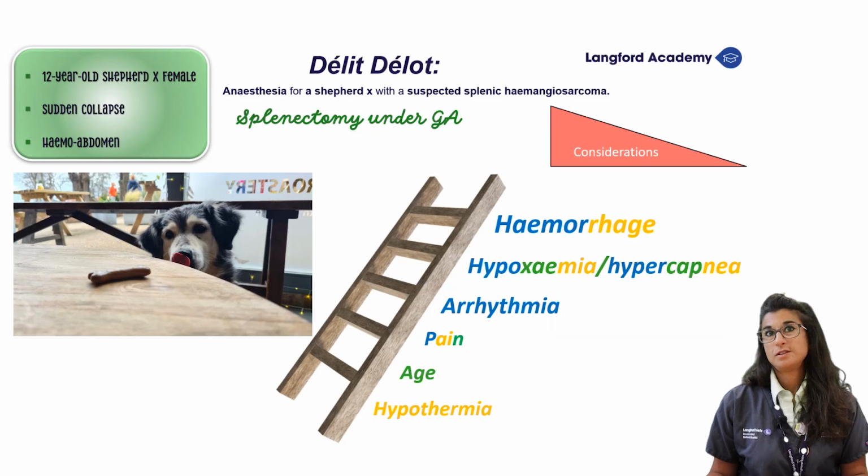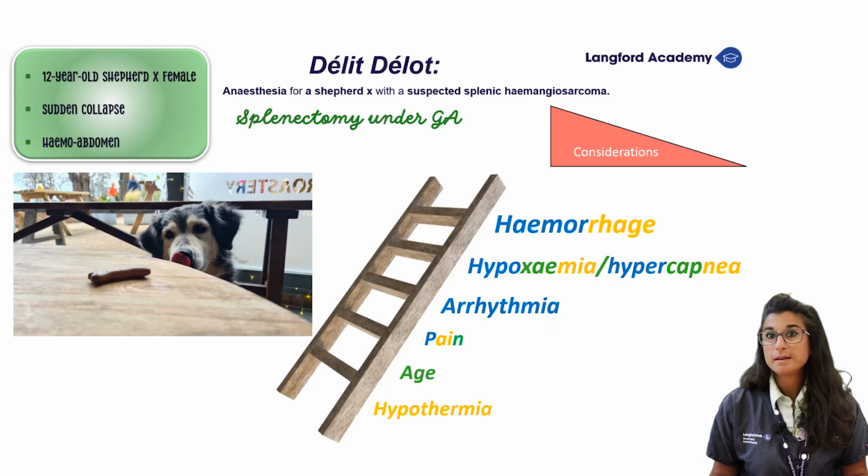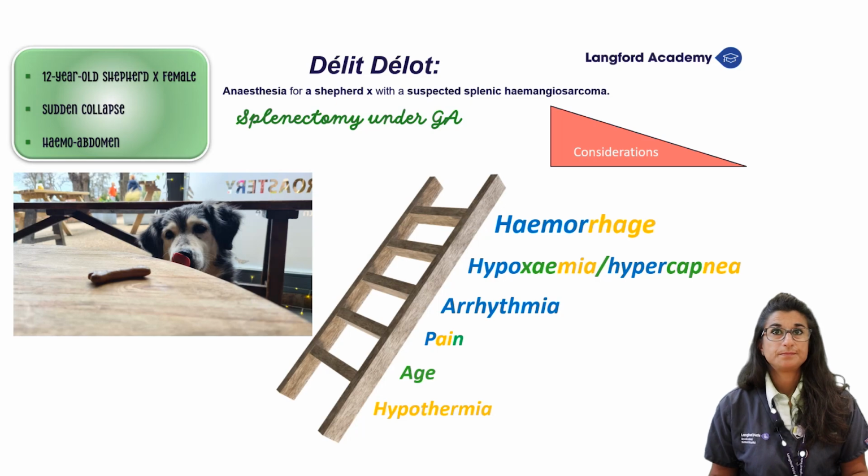So now, if we order the considerations on the ladder of importance, hemorrhage is a big concern, hypoxemia and hypercapnia as well, followed by arrhythmia, pain, the age of the patient, and the risk of hypothermia. So how do we do?